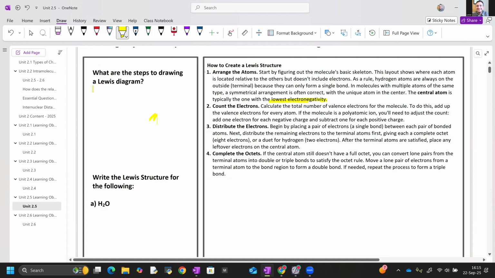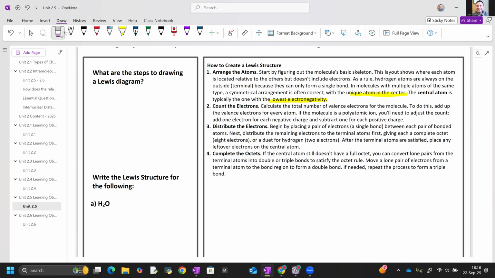It's the lowest electronegativity. So the next thing, and then also I like this part where they talk about how with multiple atoms of the same type, a symmetrical arrangement is often correct with a unique atom in the center. And that unique atom will often be the lowest electronegativity. So you'll see those two things kind of coincide together very well. So then we're going to count the electrons, the total number of valence electrons for the molecule. And I think we know how to do that.